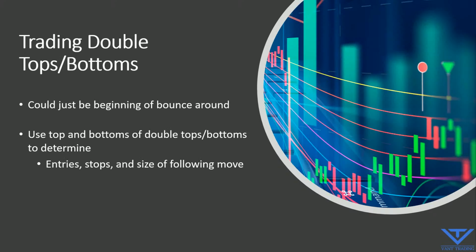So how do you trade these things? Well, like I said, it could just be the beginning of this stock bouncing around. You don't want to get chopped up because you tried to jump the gun. So what you can do is use the top or the bottom of this double top and double bottom to determine, all right, it's set up this M-shaped formation. If it breaks the bottom of the M, I'll get in, and my stop will simply be the top of the M. And how long do I want to hold this for? Well, how big is the size of this M? Is it several points? Is it several cents? Then that can give you a sense of how far this can go.